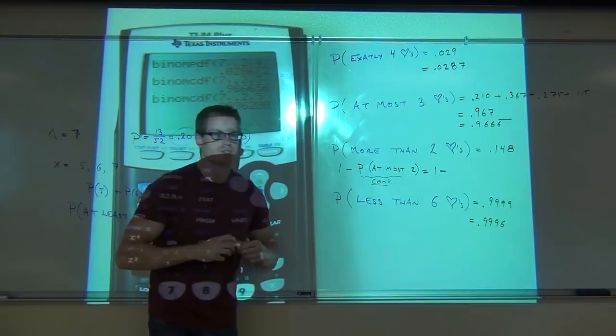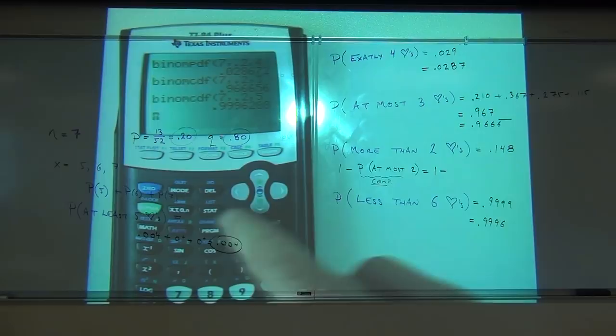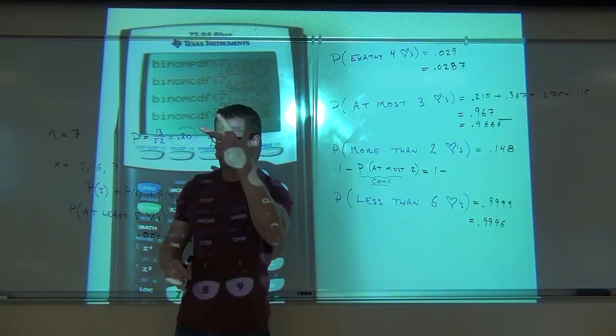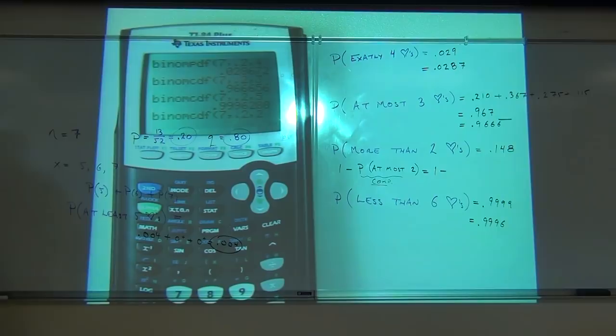So let's look for at most 2. Subtract that from our 1. We'll go to our distribution button. We'll go down to the cumulative again. We'll plug in the 7. We'll plug in the 0.2. What's the next number we're gonna plug in? 2. Now, when you're plugging in the 2, remember what this is giving you: 0 or 1 or 2. Does that make sense to you? Yes. It's not giving what you want. It's giving you the complement of what you want. We'll press enter. That's giving us 0.8520.